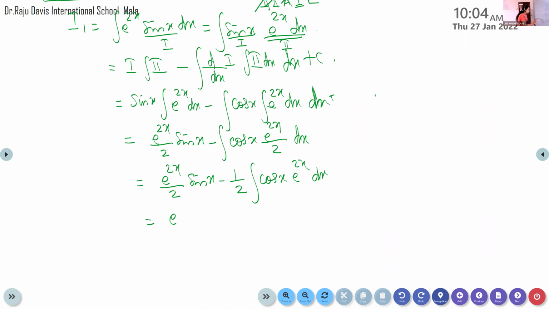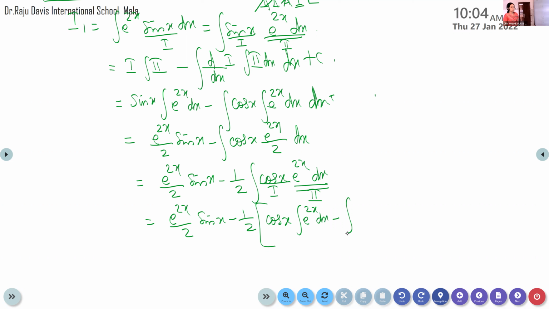So again, once we integrate this, we get e raised to 2x by 2 sin x minus half into, again use integration by parts. Cos x is the first function, e raised to 2x into dx is the second function. So first function into integral of second function, minus integral of derivative of first function. What is the derivative of cos x? Yes, it is minus sin x, into integral of second function into dx.